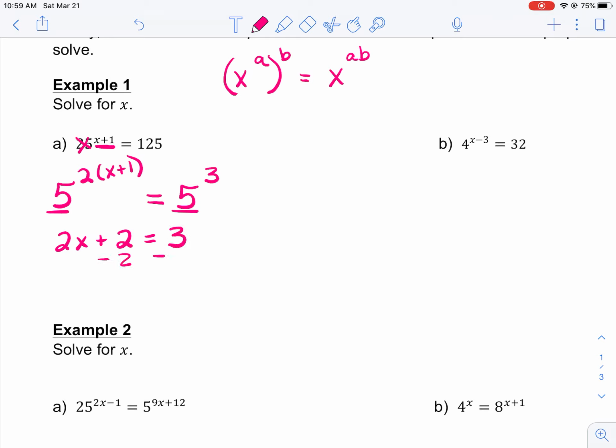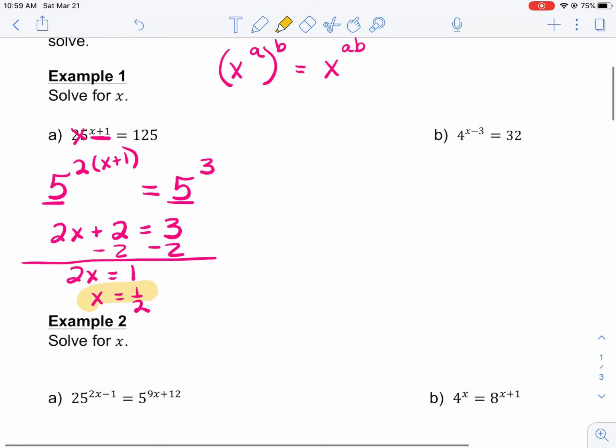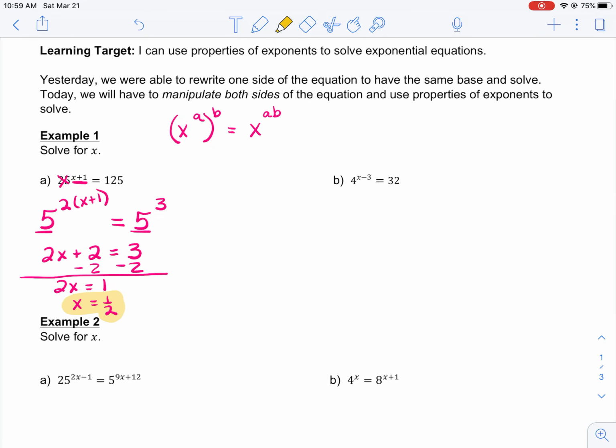Now it's a two-step equation. We're going to subtract 2 from both sides. 2x equals 1, and so x equals 1/2. So day 2 problems are going to be a little bit more challenging.